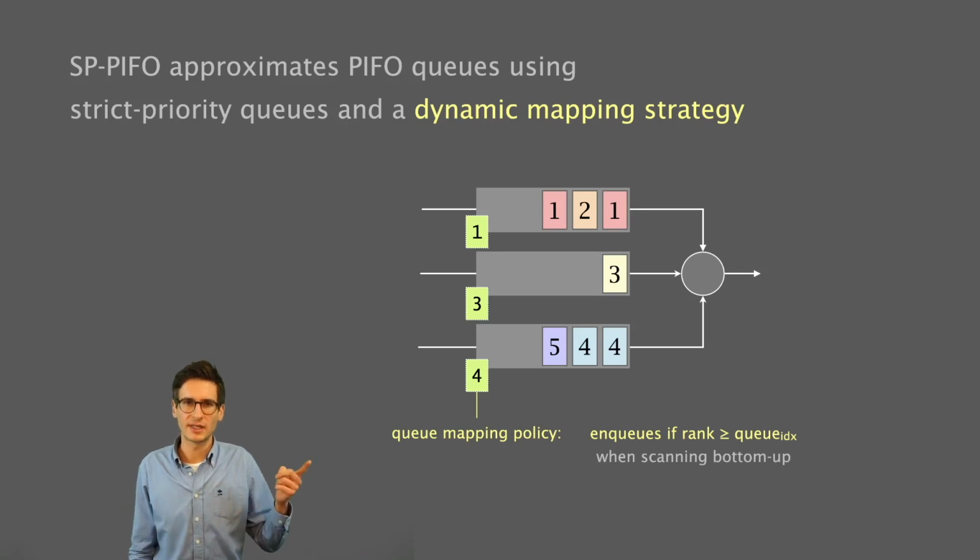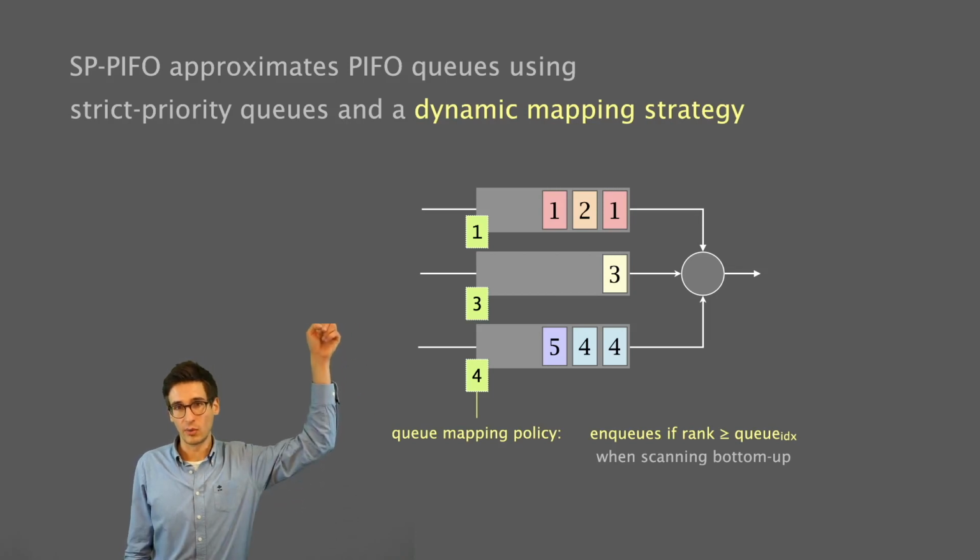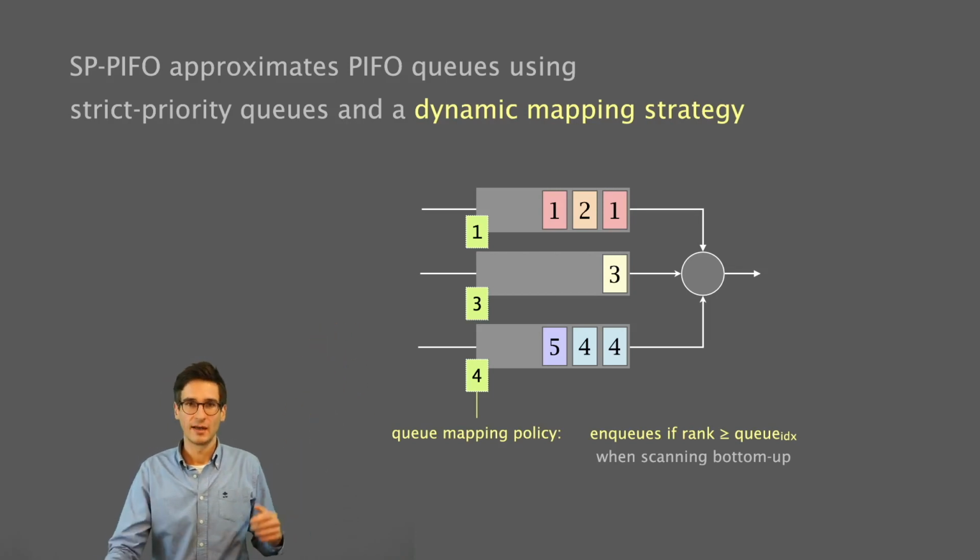What happens is that we map packets to a queue by scanning the queues from the bottom upwards. And we put the packets in the first queue in which the condition holds that the rank of the packet is higher than or equal to the index of the queue.